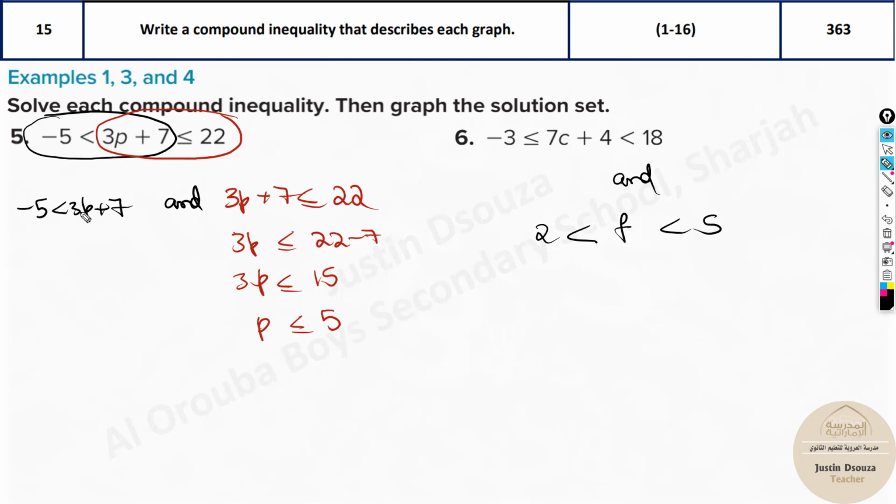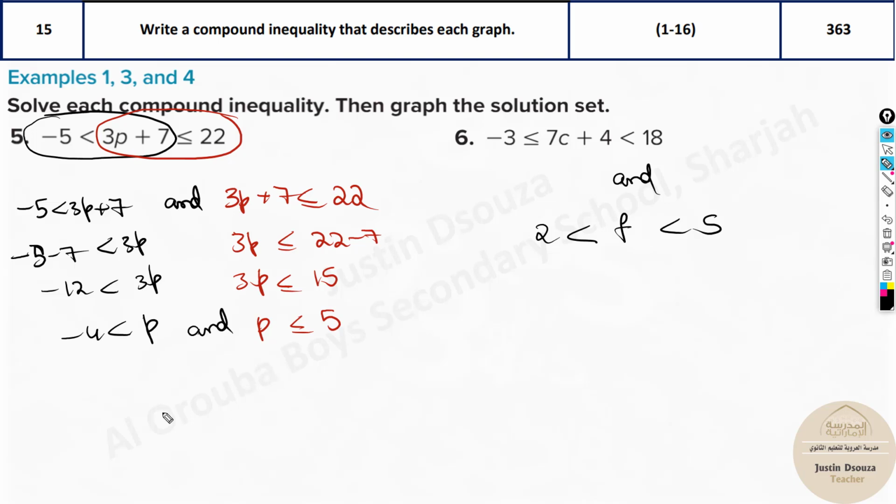You can use a calculator, and we have learned how to do it in the calculator for questions number 13 and 14. You can do that, but I'm just solving it by multiple steps. Here, take the 7 to the other side. It'll be minus 5 minus 7 less than 3p. What happens? It'll be minus 12 is less than, sorry, I wrote less than or equal to. This is wrong. It's only less than 3p. It's minus 12 less than 3p. Or you can have minus 4 is less than p.